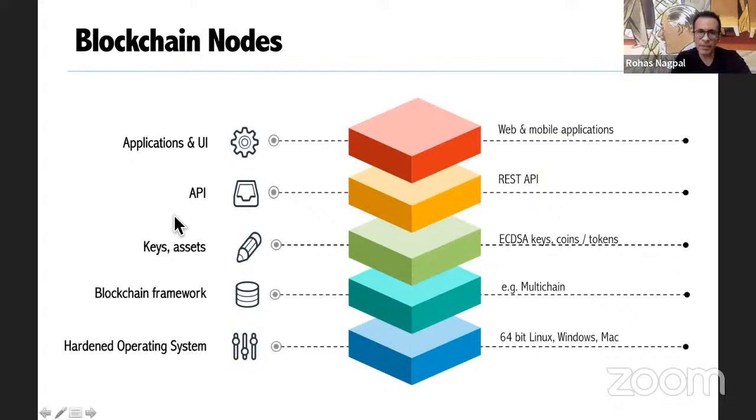Then we have the API layer that we were speaking about, which makes it very easy for anyone to connect to a blockchain node and transfer data or call data in, analyze all that data. And finally, we have the application and UI layer, where your web and mobile applications can be there, which connect to the blockchain node through the API layer.